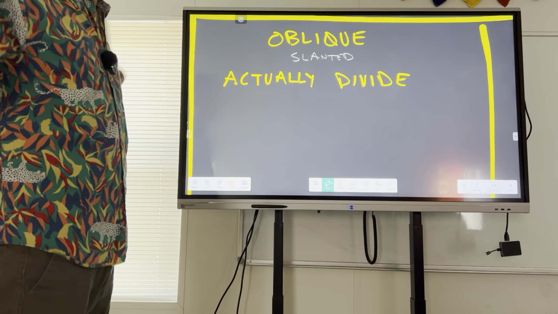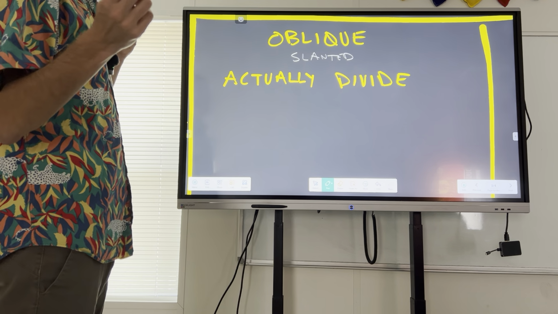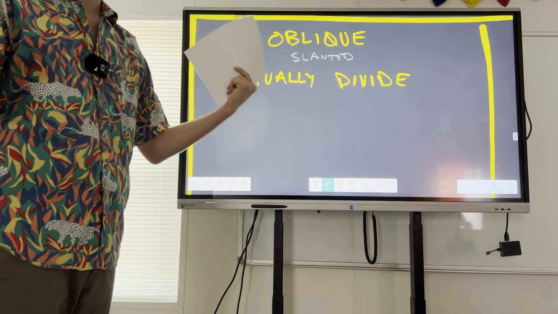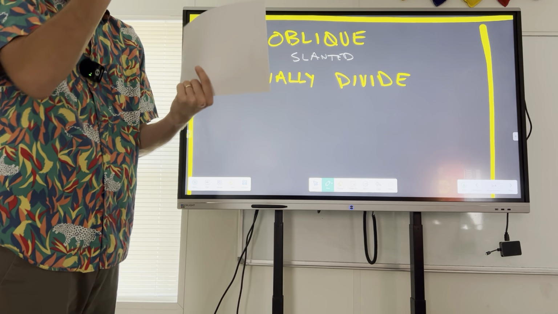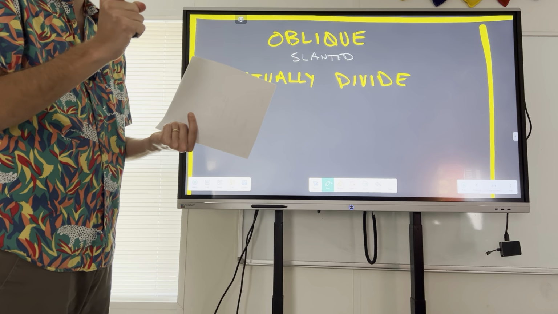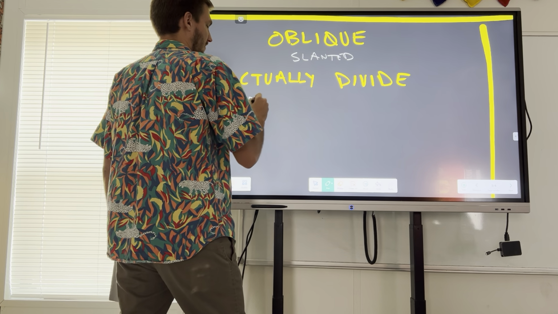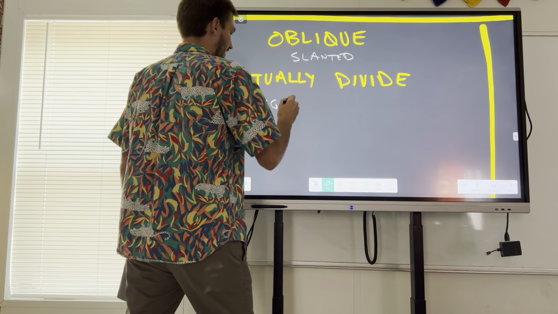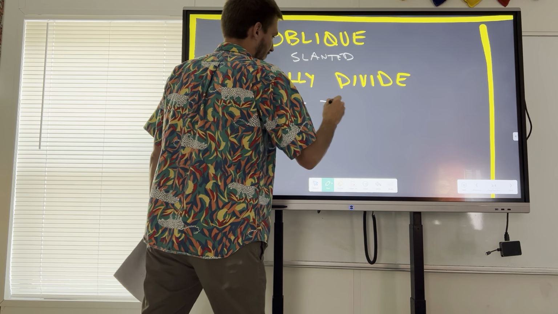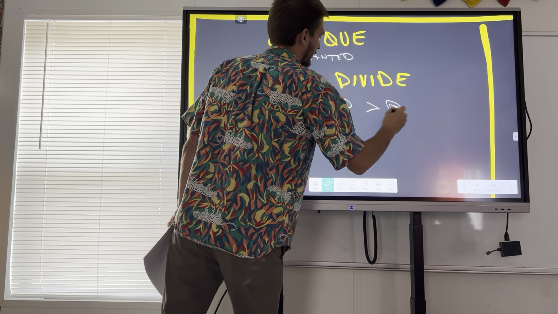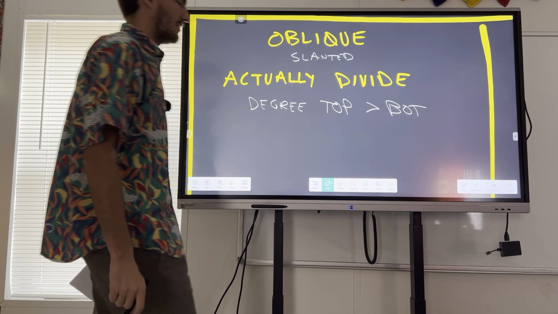Now, let's write it one more time. When do you do this? Because you only do this theoretically 1/3 of the problems. When do these happen? Nice. When the degree of the top is bigger than the bottom.